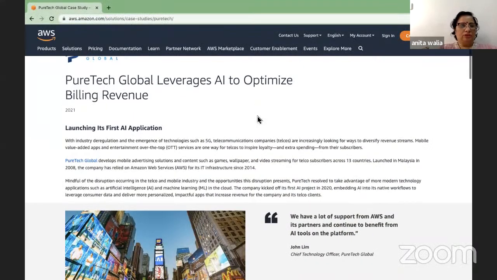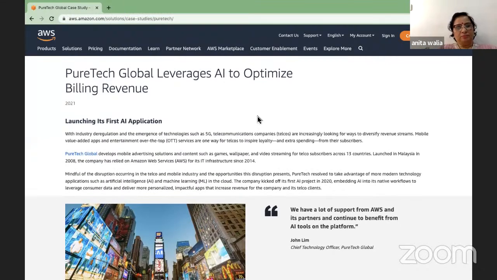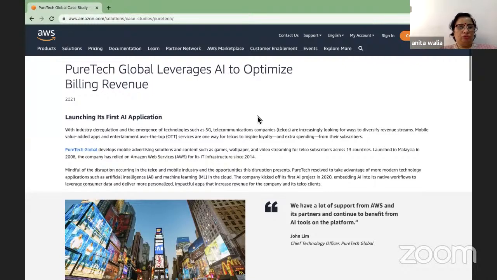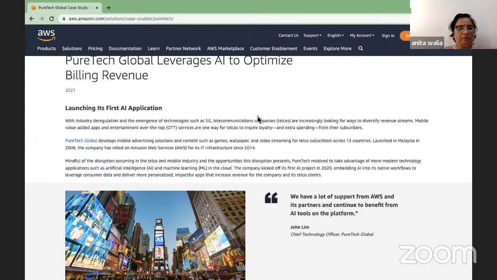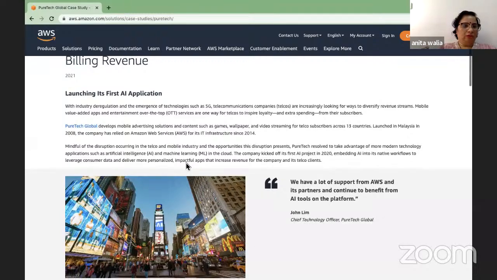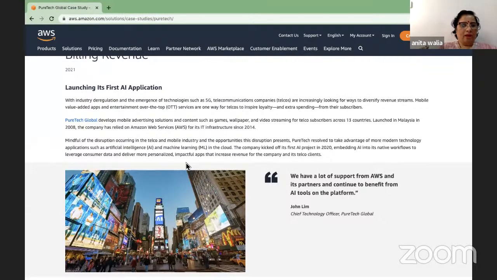So you can see now this is a PureTech global leverage company, a global telecom company, which has used AI to optimize their billing revenue and increase the number of subscriptions. So they launched this AI, and now with the coming of 5G, which is already there in Europe, but in India it is still to come. In certain developing countries it is already there. With 5G, the OTT platform is going to become very big, because with one click you can download the entire movie. That kind of speed it will be.